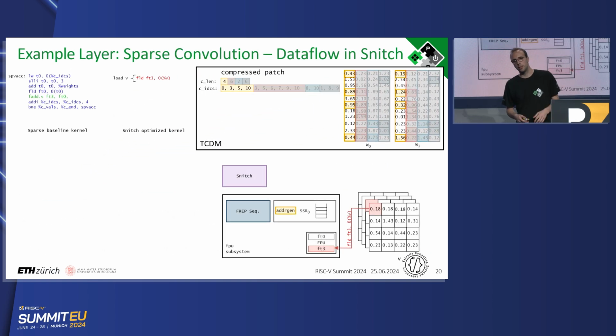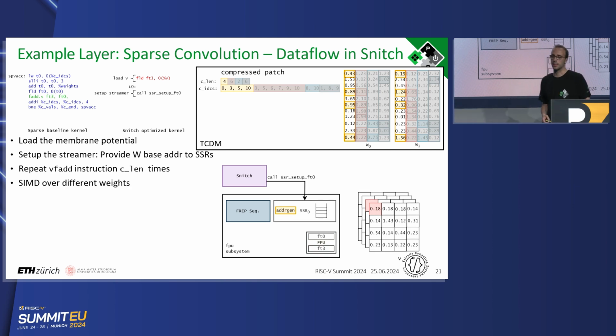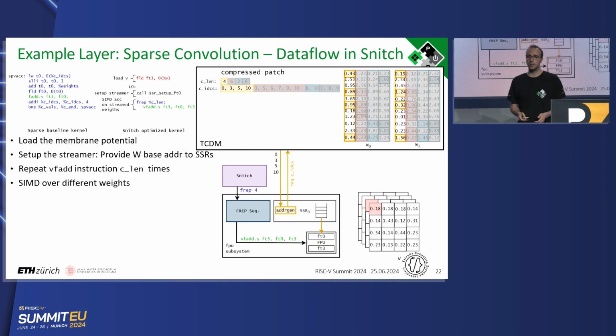So how can we exploit SNitch ISA extensions to accelerate the computation? Firstly, we load the internal state of the output neuron into the floating point unit. Then we set up the sparse streaming semantic register, so we provide the pointers of the channel index array and of the weights tensor. Then we set up the floating point repetition over a SIMD FAD instruction, and then we start the stream.